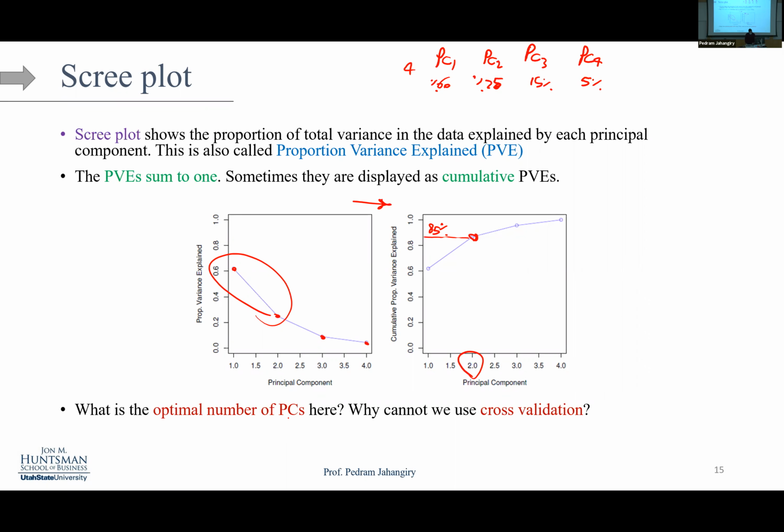So what is the optimal number of PCs here? And why can't we use cross-validation? The answer to the first one, again, if you want to use that rule of thumb, maybe 85 to 90 is good. So you can say the answer is 2. Why can't we use cross-validation? This is a tricky question. Actually, I like it.